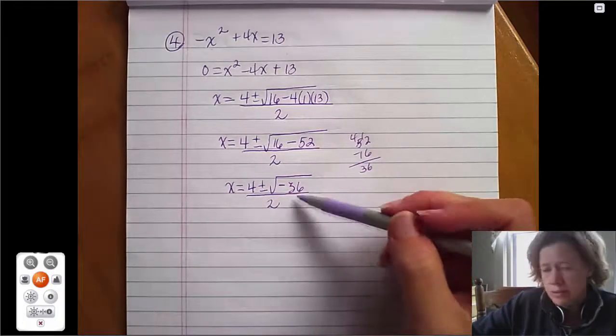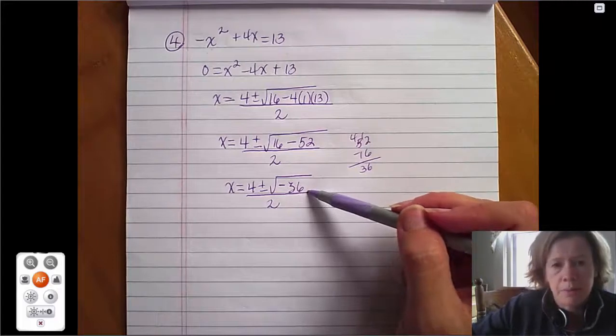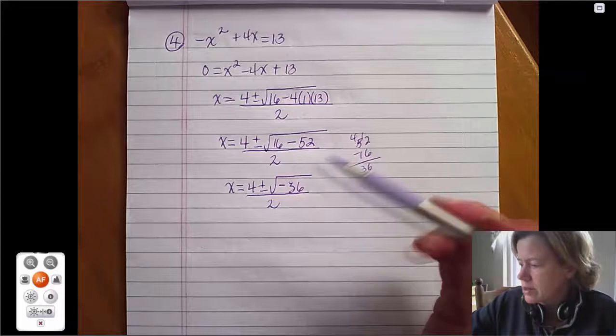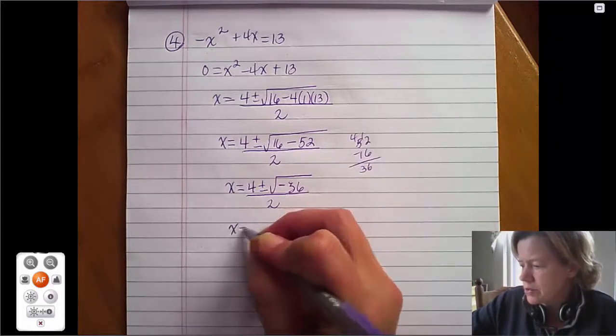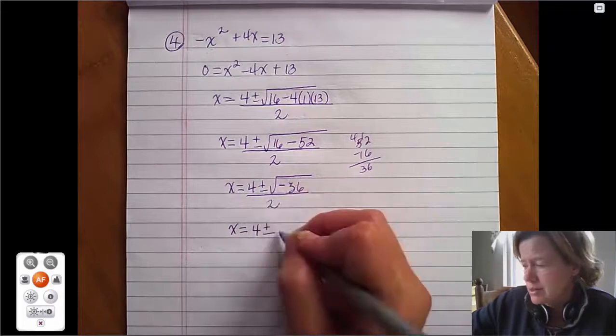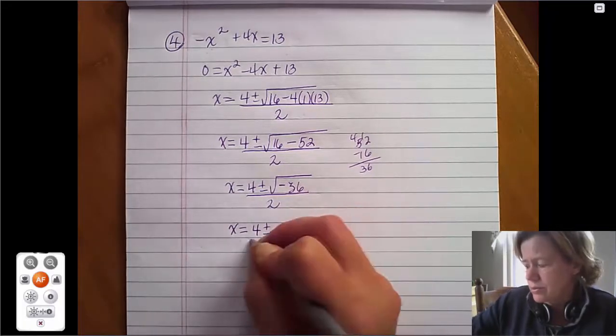Now, we have a negative under the square root. Until last week, we'd have to stop there and say no real roots, but now we know how to deal with imaginary numbers. And so I can clean this up more. X is 4 plus or minus the square root of negative 36 is 6i all over 2.